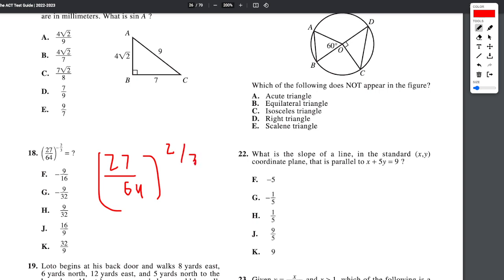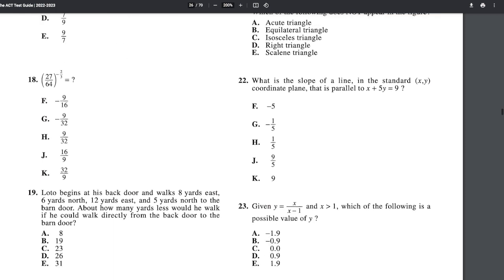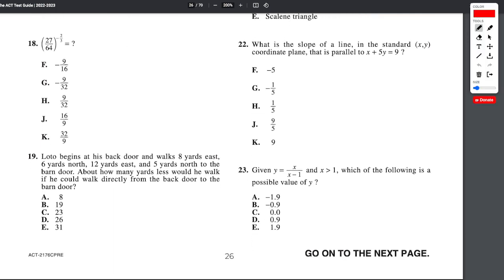First we'll do the 1/3 part. The cube root of 27 is 3. The cube root of 64 is 4. And then we'll square the whole thing, making it 9 over 16, and then invert it. 16 over 9 is the answer. 18 is J. So that's the totally non-calculator way of solving it. With the calculator, it takes a couple seconds, and you get 16 over 9. On the test, just use a calculator if that saves time.